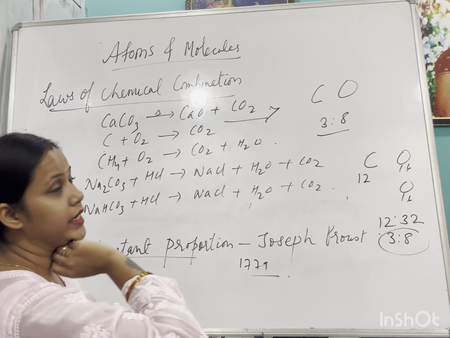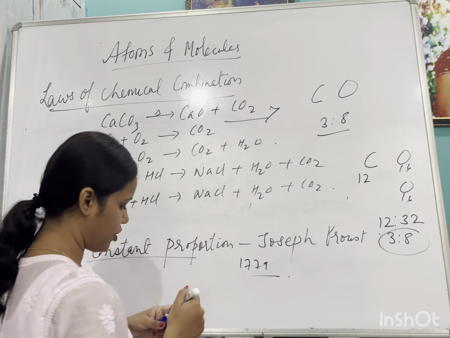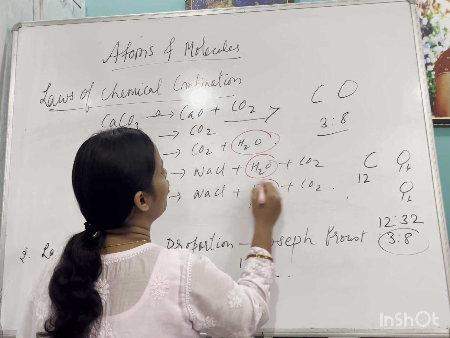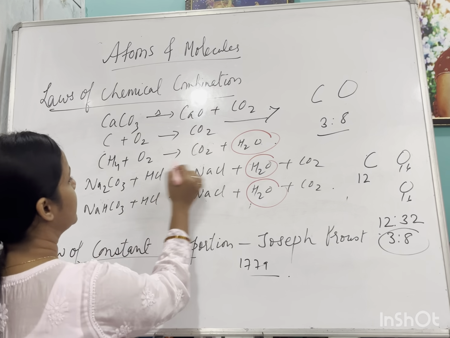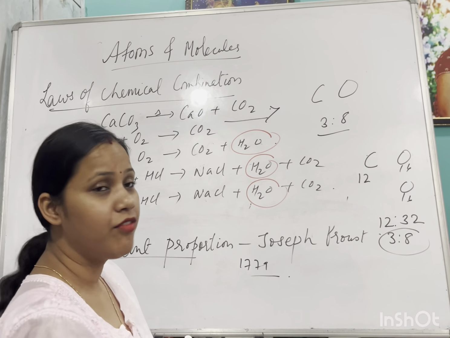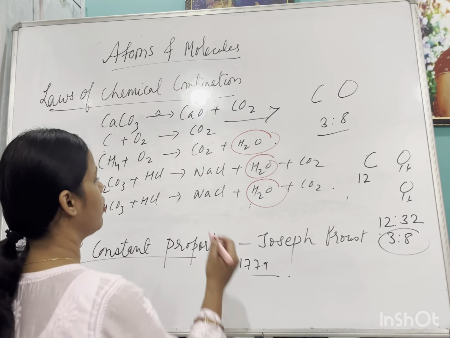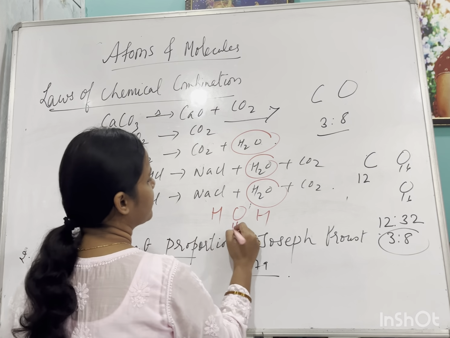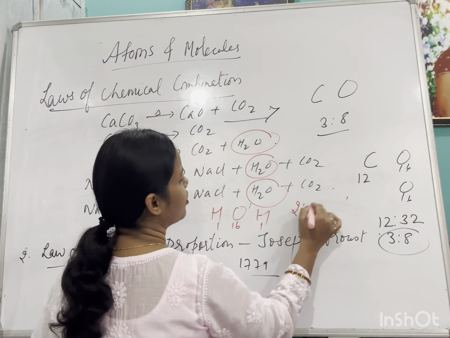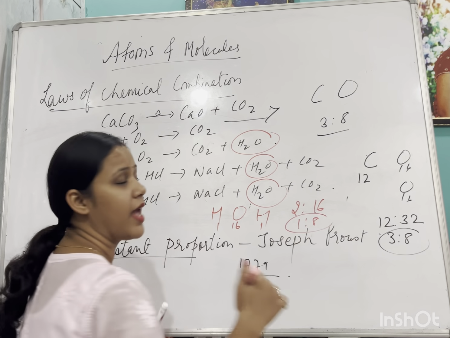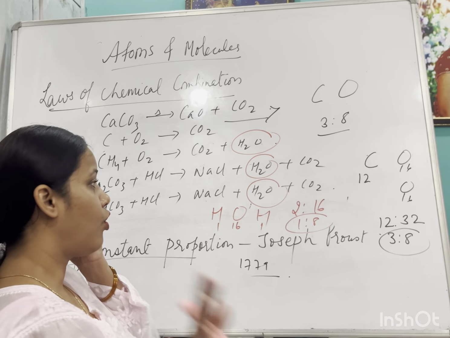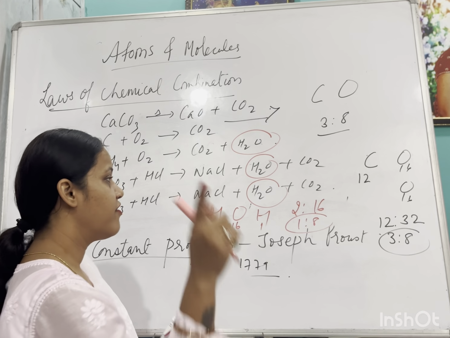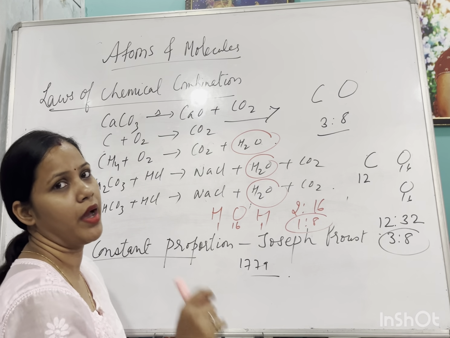Here we have 3 reactions where water is being formed. But whenever water is formed, from any source you get the water, it will always have 2 hydrogen atoms and 1 oxygen atom. The mass of oxygen is 16 and hydrogen is 1 and 1, so the ratio is 2:16, that is 1:8. That means whenever water is being formed, it will always have 2 elements, hydrogen and oxygen, present in a fixed ratio of 1:8 by mass.